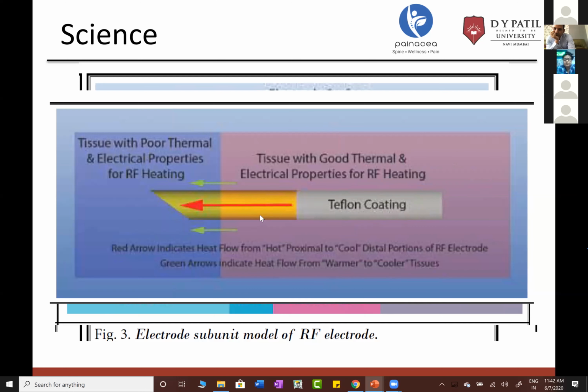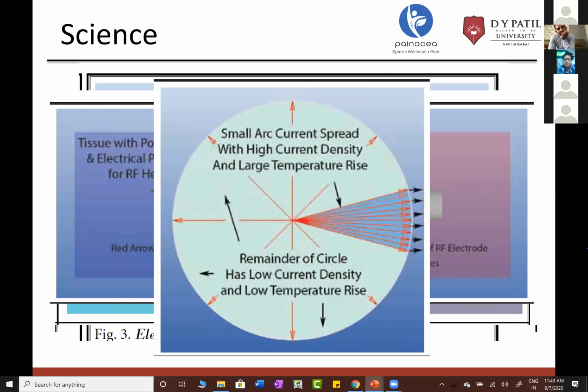So this is your cannula. The current flows from the cannula to the body. And if you see, the tissue with good thermal and electrical properties for RF heating will have more heating, and the tissues with poor thermal and electrical properties for RF heating, like fat and bone, will have poor heating. Okay. So in addition, we have some additional things to note, which is that this heating or this current is not uniform in most cases.